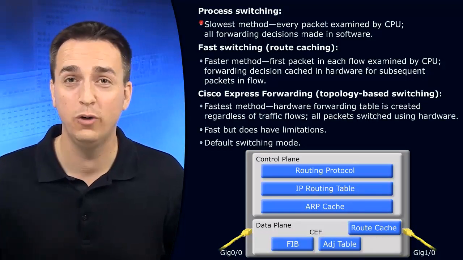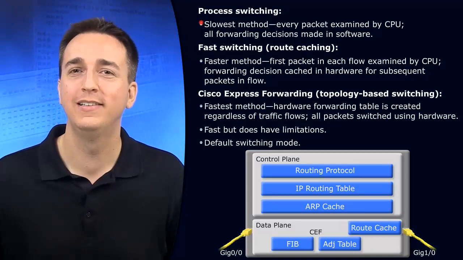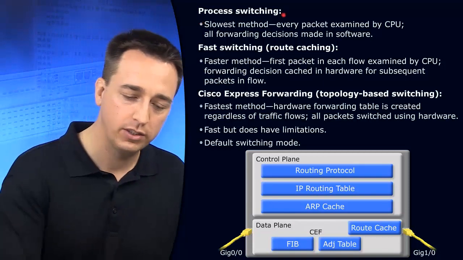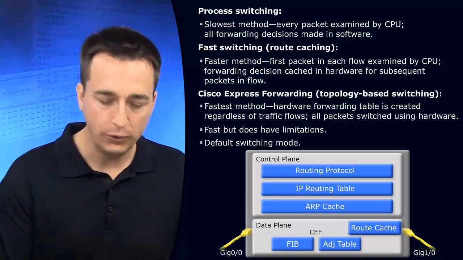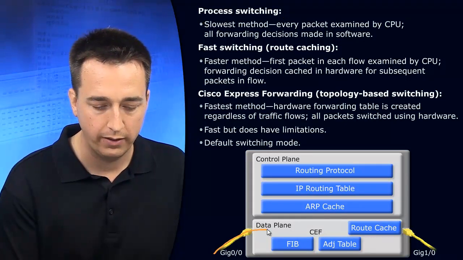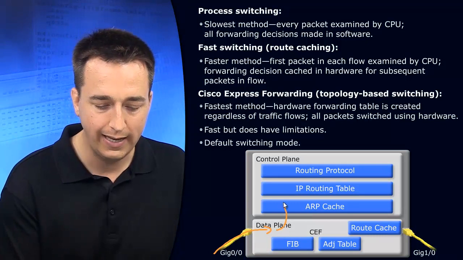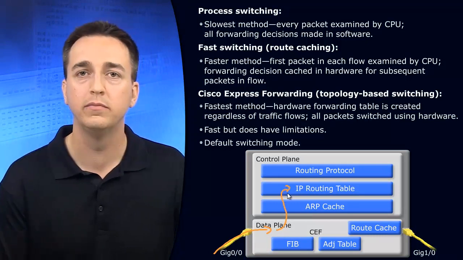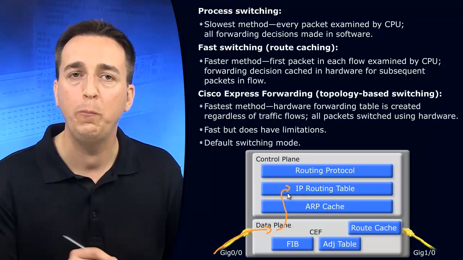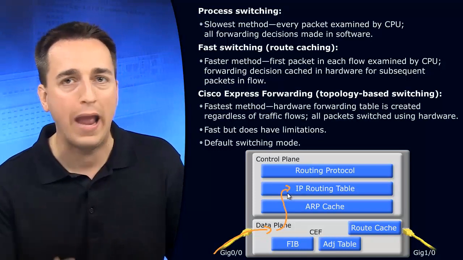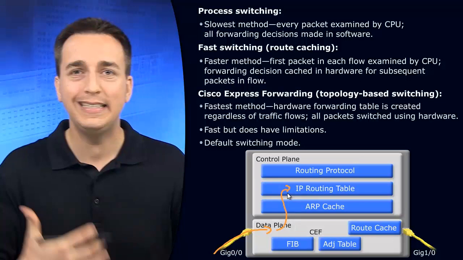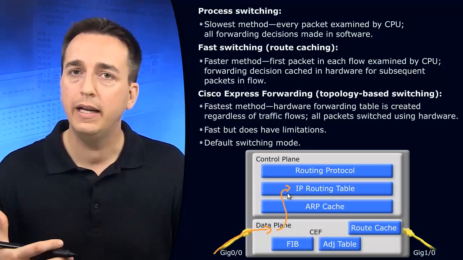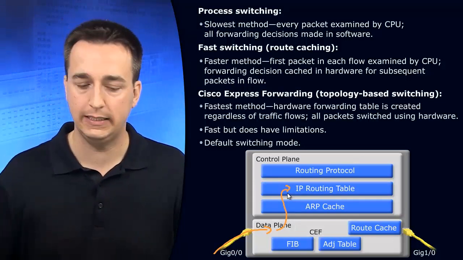Slowest. Does that mean you want to use it? Probably not. But why is it the slowest? It's the slowest because every single packet is examined by the CPU. So as a packet arrives inbound on an ingress interface, it has to be sent up to the control plane, and then the control plane examines that. So the RAM is getting involved, the processor on the device is getting involved, making it a rather inefficient process.